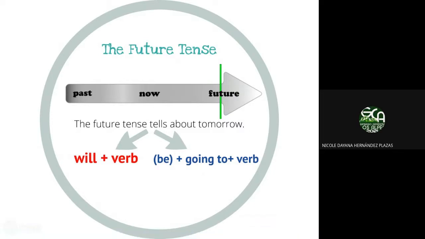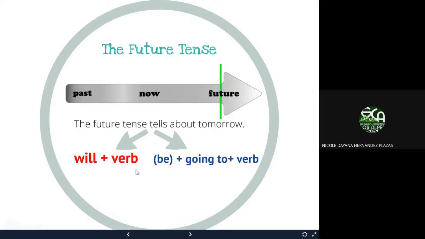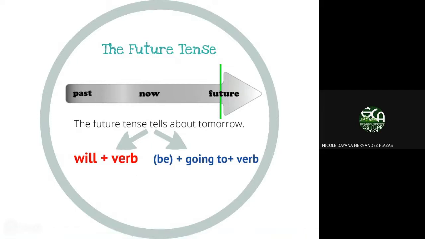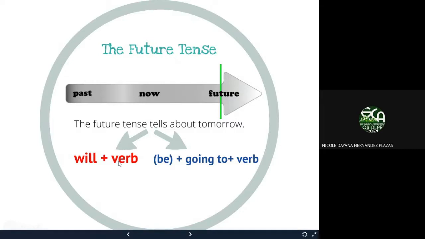In the case of will, it's really easy. Geronimo, please turn around. It's really easy because you are just going to be using will. You don't change it, you don't add anything to it, plus the verb in infinitive, and that's it.